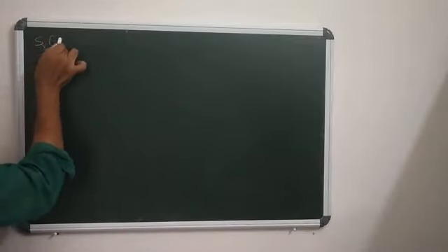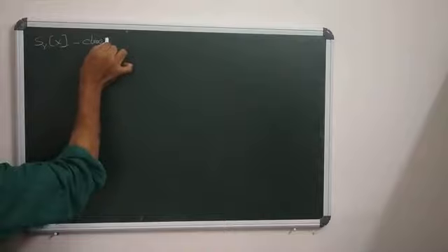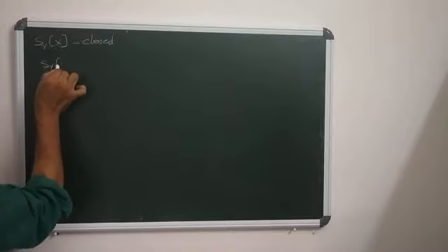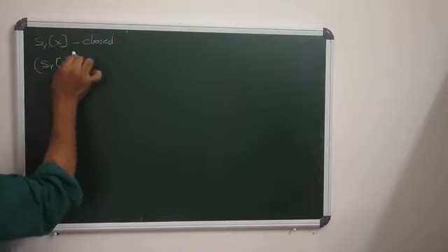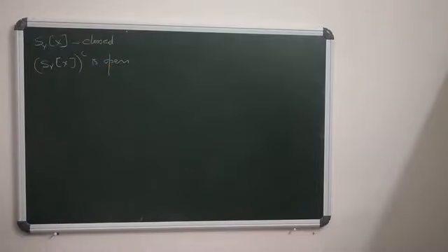Let S_r[x] be a closed sphere. To prove S_r[x] is closed, it is enough to show that its complement, S_r[x] complement, is open. Why? Because we proved that a set is closed if and only if its complement is open. So here we try to show that the closed sphere is closed, so it is enough to show that its complement is open.